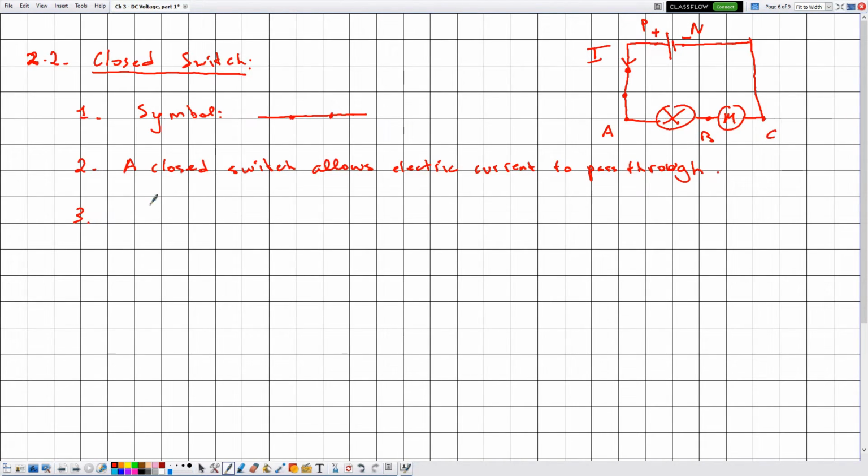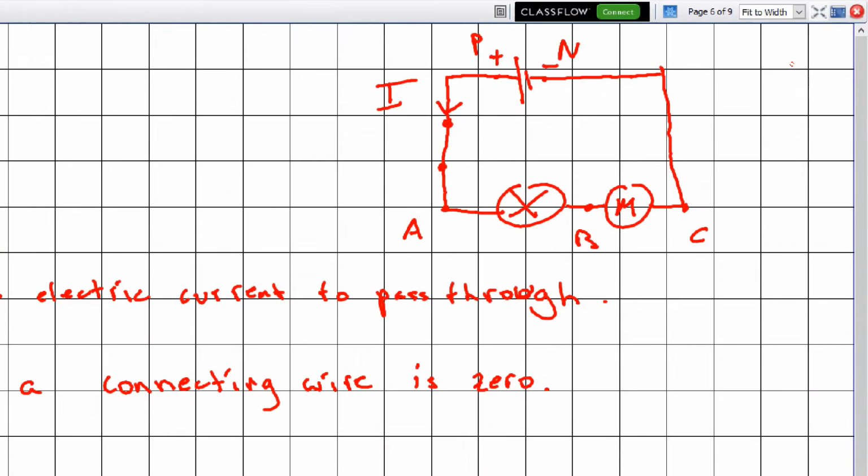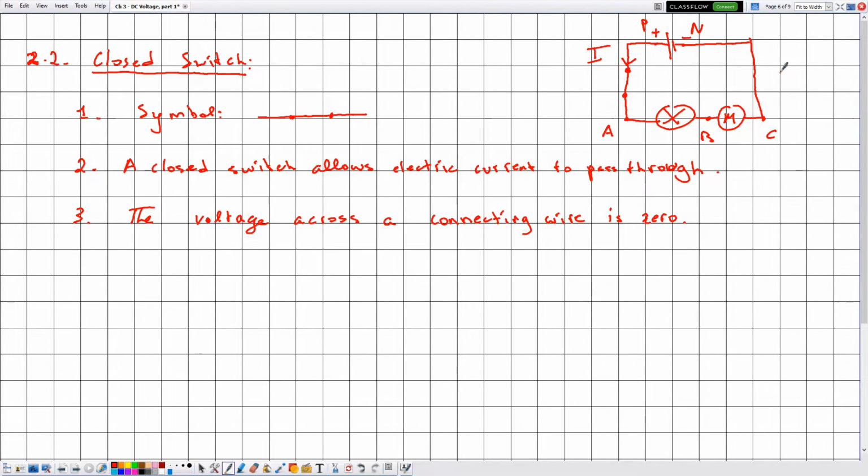Now idea number 3 is that the voltage across a connecting wire is 0. Now across C and N we have a connecting wire. So UCN is equal to 0, and this is because the voltage across a connecting wire is 0.